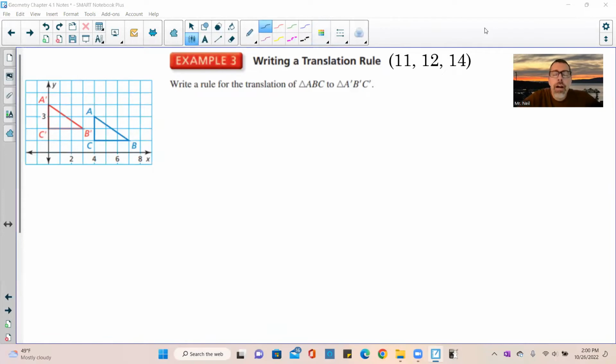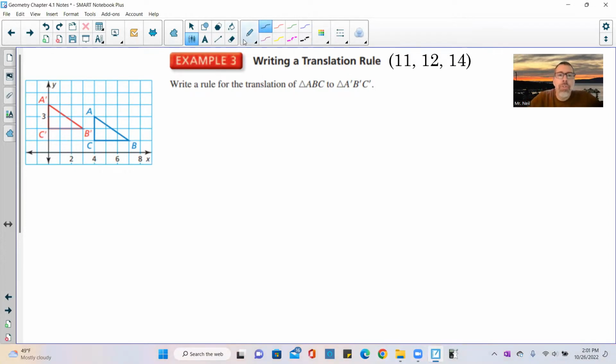Okay, example three is the converse from example two. In example two, they gave us a triangle and told us what the vector direction was, and we had to produce the other triangle. In this situation, they gave us both triangles and they want us to tell what the vector is. Write a rule for the translation, and that is the vector rule.